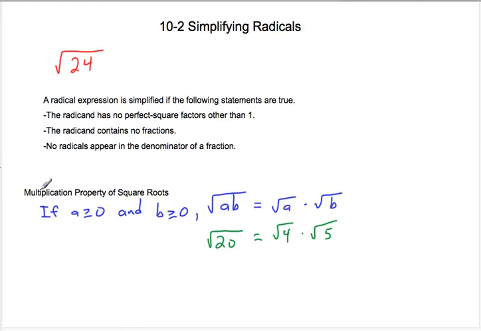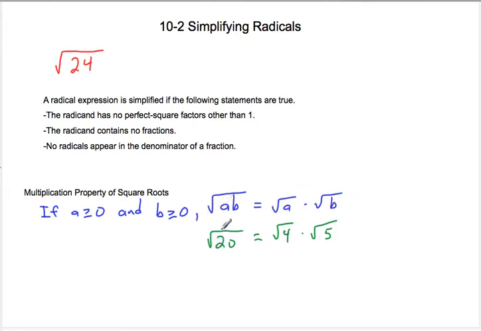In order to do this, we're going to need to use the multiplication property of square roots. If a and b are greater than or equal to 0, so that's just a stipulation that if we use negative numbers, this doesn't work because we're not finding square roots of negative numbers. But in the event that we're using positive numbers, the square root of ab, which means the product of two numbers or more, is equal to the square root of a times the square root of b.